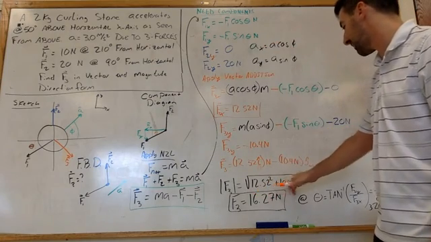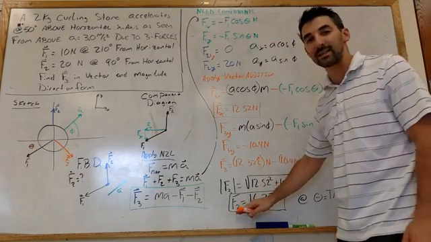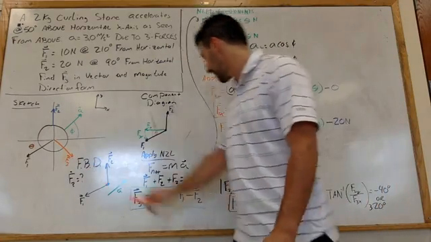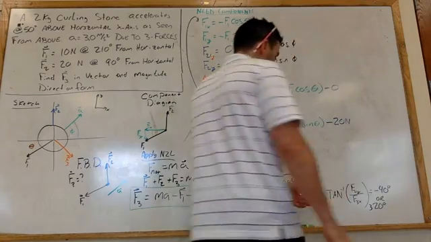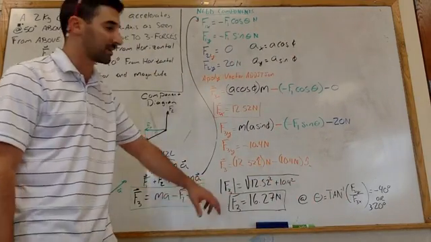12.52 squared plus 10.4 squared. I get a magnitude of F3 to be 16.27, or 16.3 newtons. Then to find the angle, it's just right triangle trig.